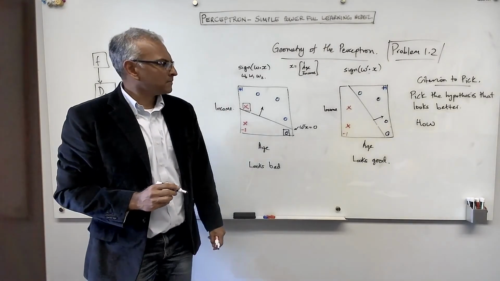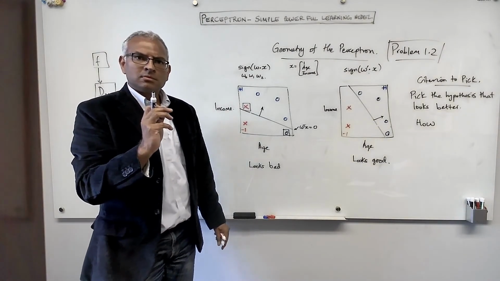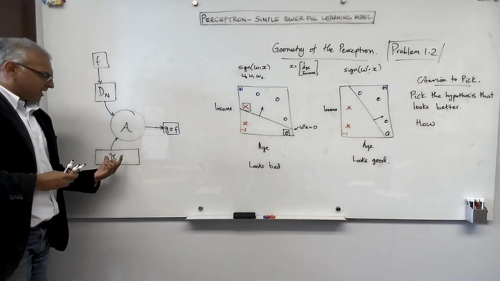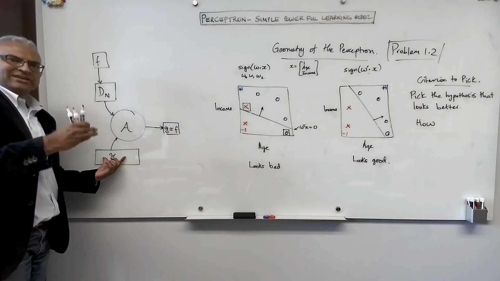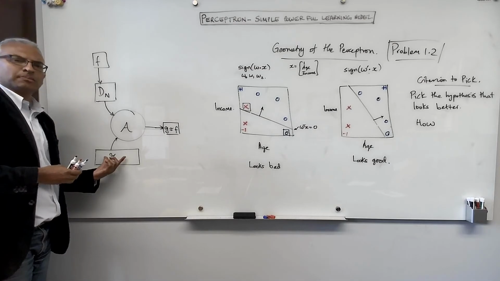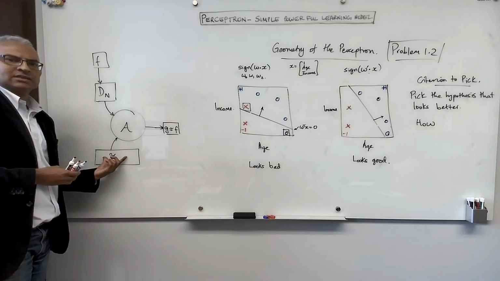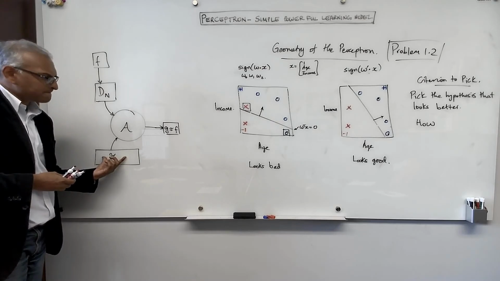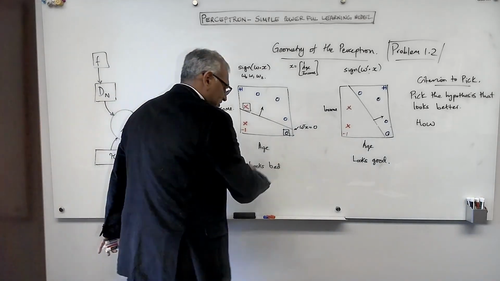So those are the 2 goals that remain. We have a hypothesis set. We have identified a criterion by which we're going to pick, and now we need to identify how to do it. We need to give you a way of doing it. So let's address the how.